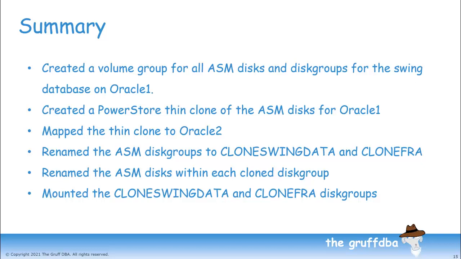So as a summary, we created a volume group for all the ASM disks and disk groups for the Swing database on Oracle 1. We then created a Powerstore thin clone of the volume group. We then mapped the thin clone to Oracle 2. We renamed the ASM disk groups to clone swing data and clone FRA, and we renamed the ASM disks within each clone disk group. And finally, we mounted the clone swing data and clone FRA disk groups. In the next video, I'm going to show you how you can actually mount and open the clone database.